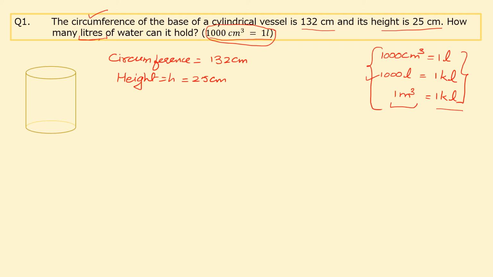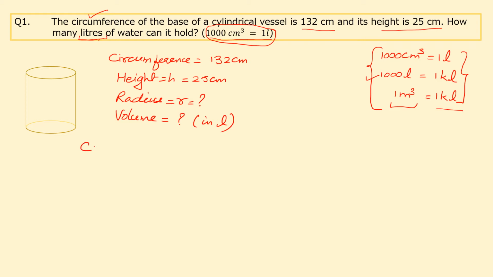Now we have to find out the volume of the cylinder. We had just done the formula for volume of cylinder. Volume of cylinder is pi r square h. So first of all we have to find out the radius. So let us assume the radius as r. This we don't know, and now we have to find out the volume. Volume we have to find in liters, right?